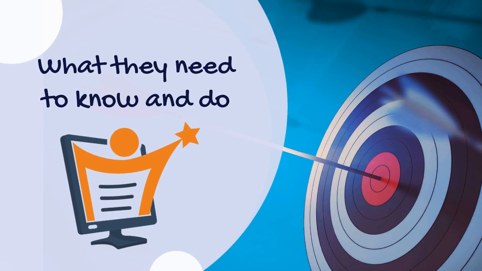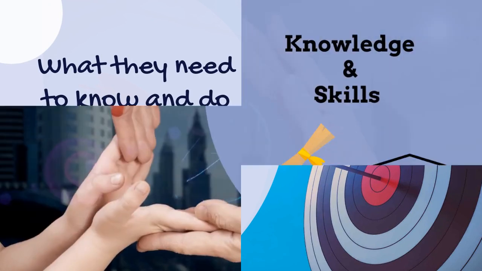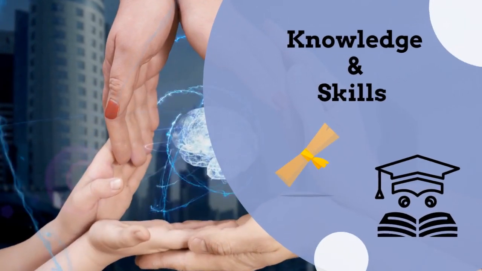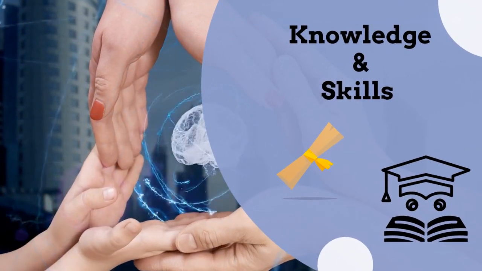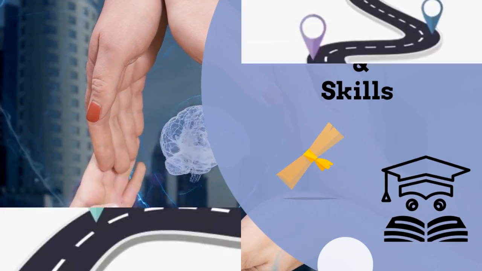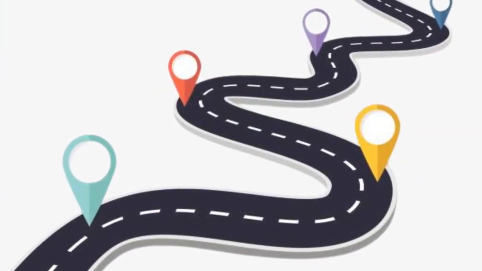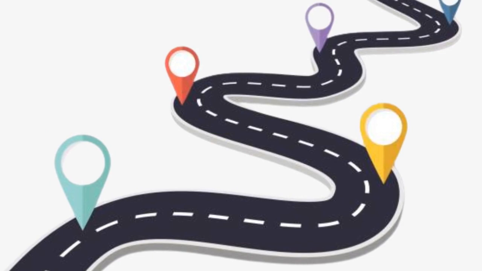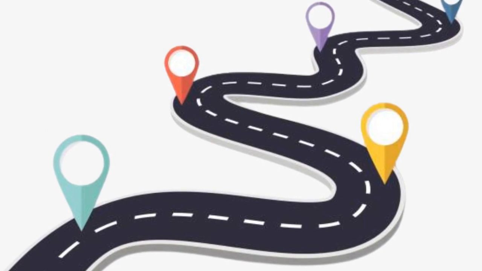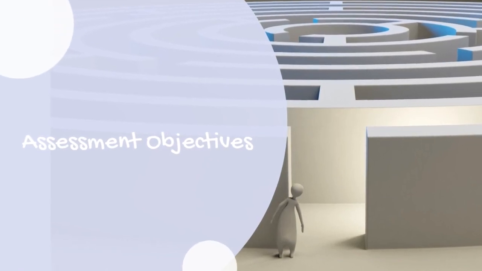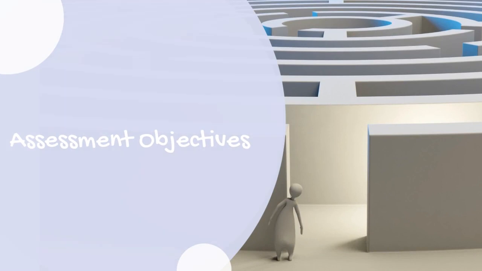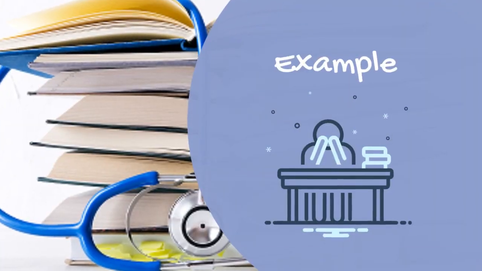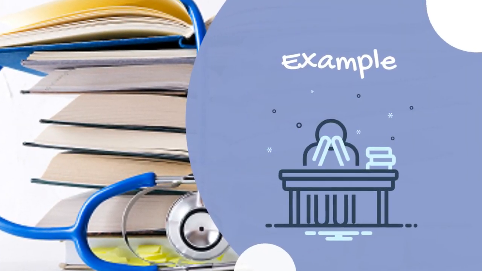In other words, learning outcomes indicate the knowledge and skills that are expected of students, while behavioral objectives serve as a roadmap for getting there. We use the term assessment objectives to describe those learning outcomes or behavioral objectives that are specifically targeted for assessment. Let us take an example.